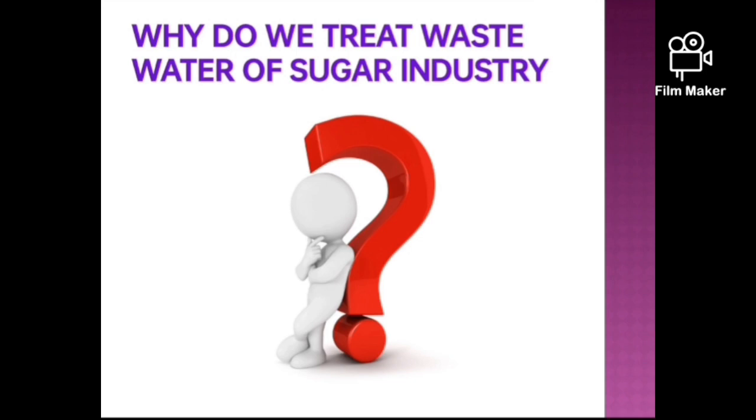Now the question arises, why do we treat wastewater of sugar industry? Wastewater treatment is a process used to remove contaminants from wastewater and convert it into an effluent that can be returned to the water cycle.